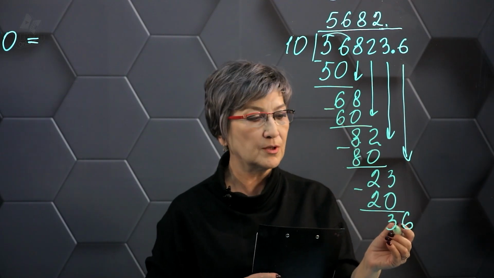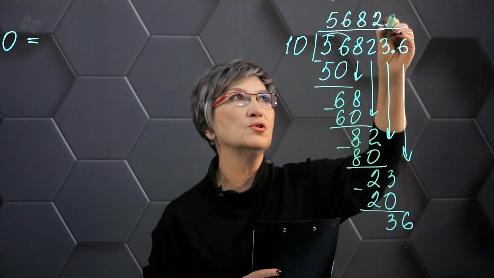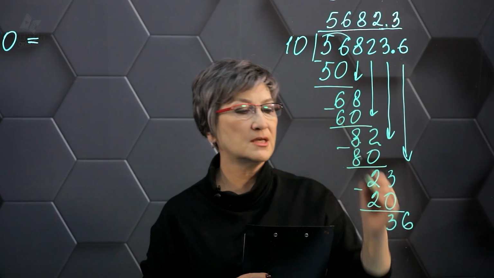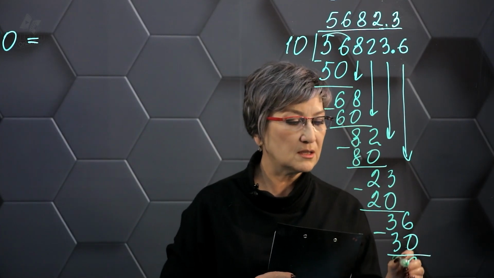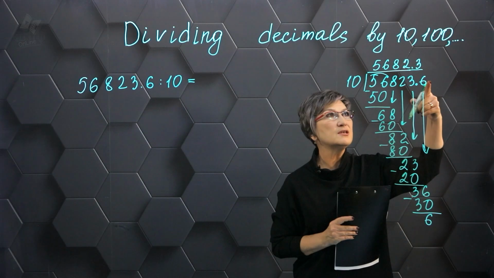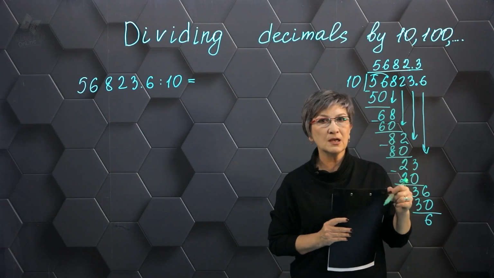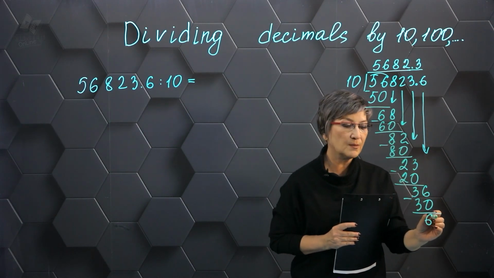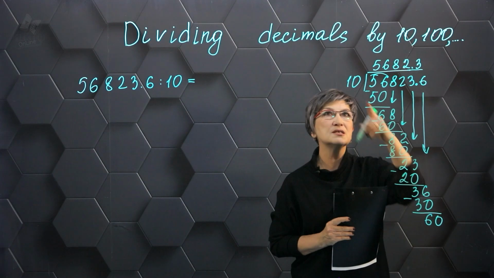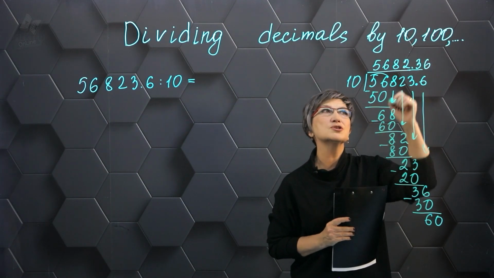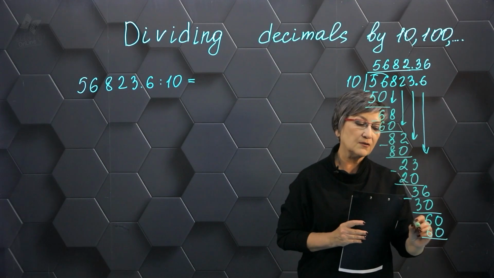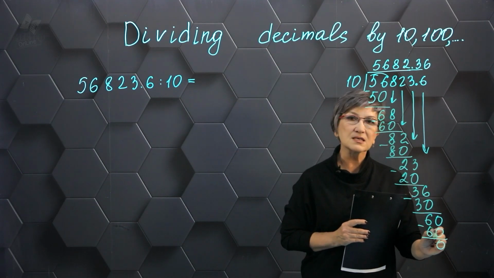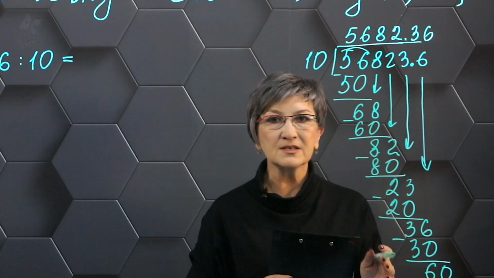We take 3. 3 times 10 is 30. And 36 minus 30 is 6. You and I can see that I don't have any more numbers. There are no digits. So I can safely add 0 and divide 60 by 10. The result is 6. 6 times 10 is 60. As you can see, we have a remainder of 0. Therefore, our division is complete.